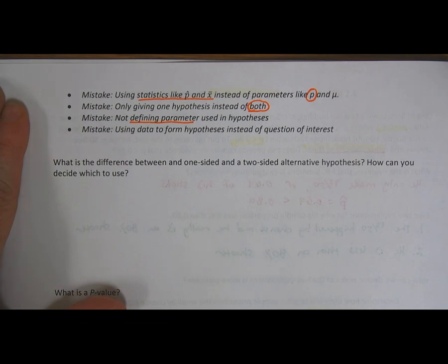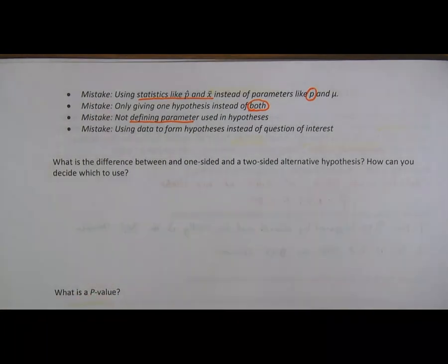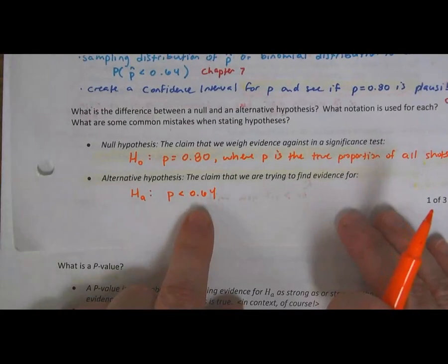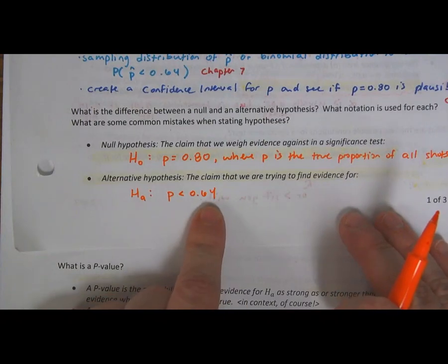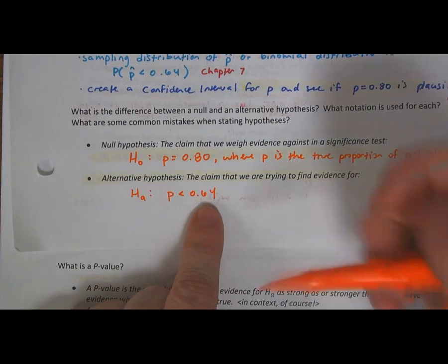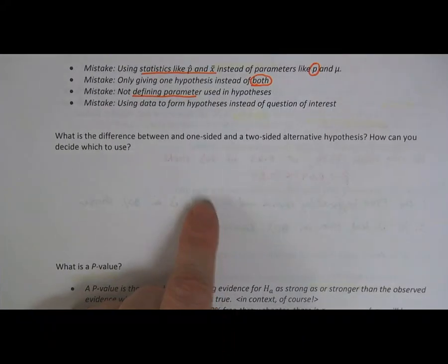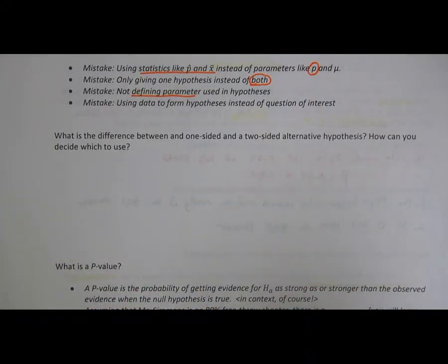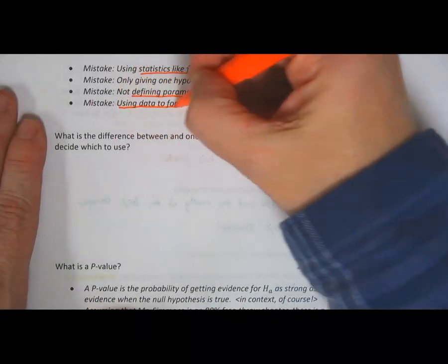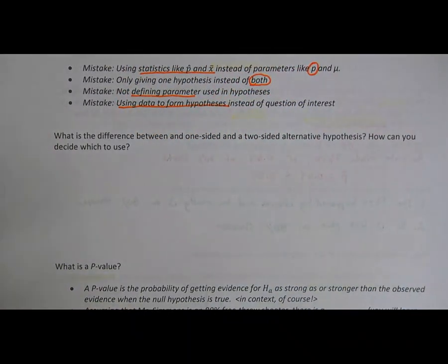And then don't do what I accidentally did. Let me show you. I did this, and I'll have to change it in Schoology. But don't use the statistic that's given in the problem. That's what I accidentally did here, and I should have known better. Don't use the statistic that happened. Don't use the data to form your hypotheses. Let the question lead you into knowing what to write.